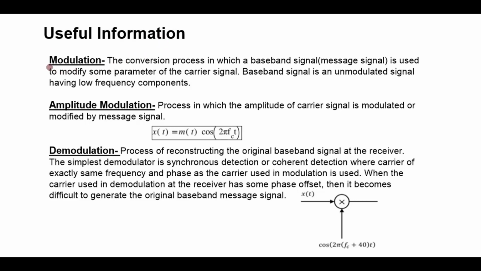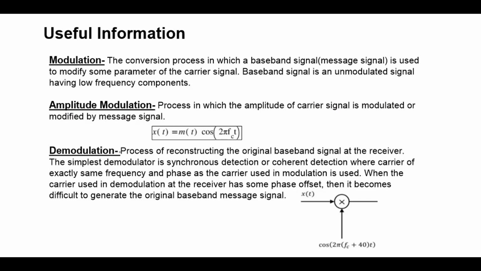We begin with the definition of modulation, the conversion process in which a baseband signal or a message signal is used to modify some parameter of the carrier signal. Baseband signal is an unmodulated signal having low frequency components. Amplitude modulation is the process in which the amplitude of the carrier signal is modified by the message signal.